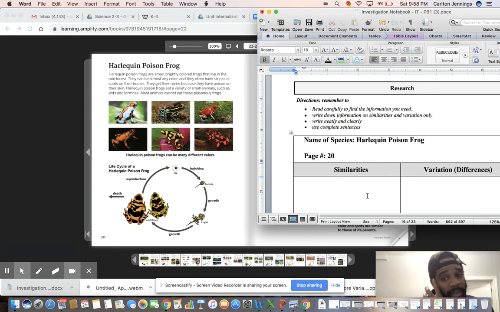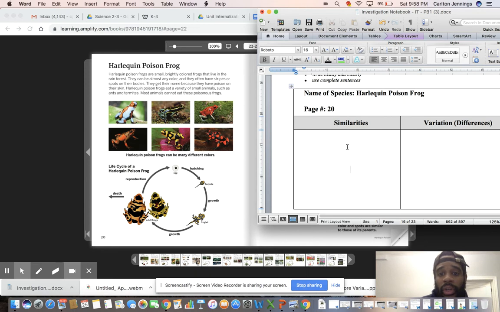So this is on page number 20. We're looking at the Harlequin poison frog. Looking at the harlequin poison frogs, some similarities that we see. I want you to take a second and think about a similarity that all harlequin poison frogs have. I'll give you a second. Get ready. Go. Cool. Who can tell me one thing?